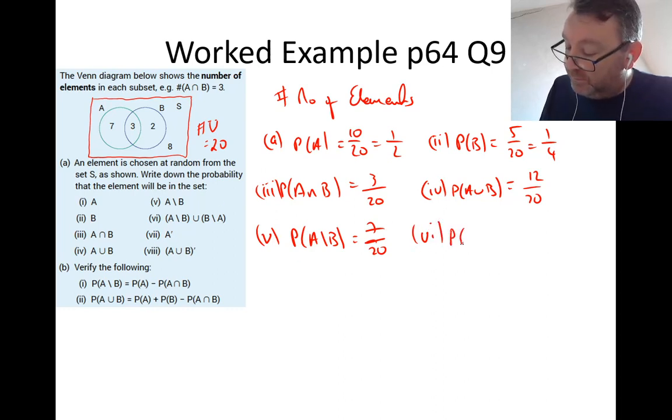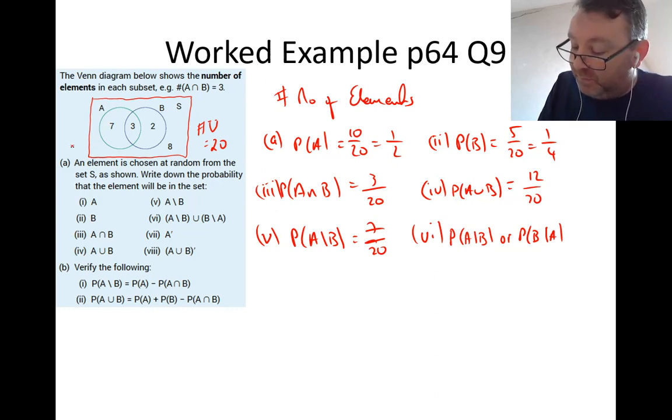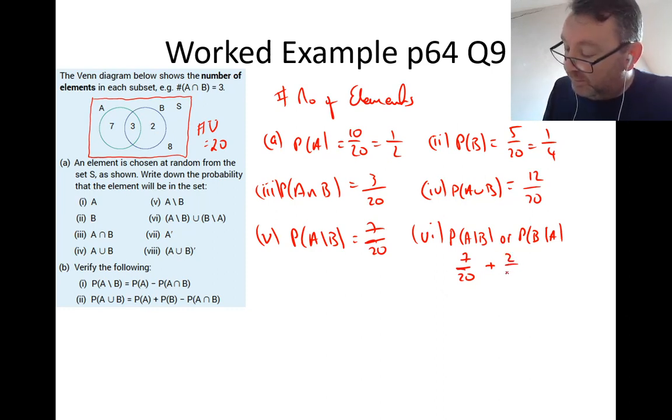Probability of A not B, or, that's what union means, the probability of B not A. Okay, so first of all, the probability of A not B, we've worked it out before over here, is 7 over 20. Or means you add B not A, so that's 2 over 20. That gives me 9 over 20.